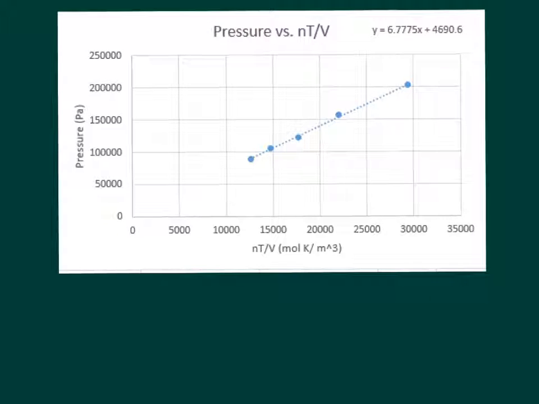So let's rewrite this function with the variables in question here. So we have this y equals mx plus b relationship. The y is, of course, pressure. The m is 6.78. I'll make it that. And the x is going to be nT divided by V plus some initial pressure value over here. So that's our function that we have so far.